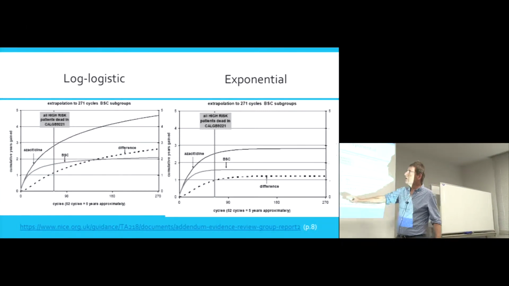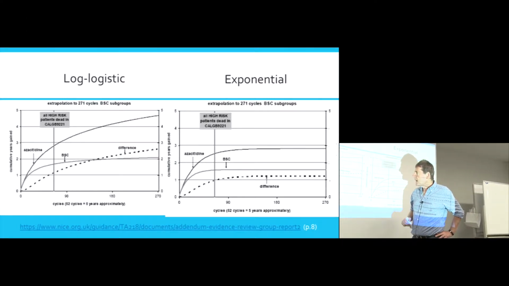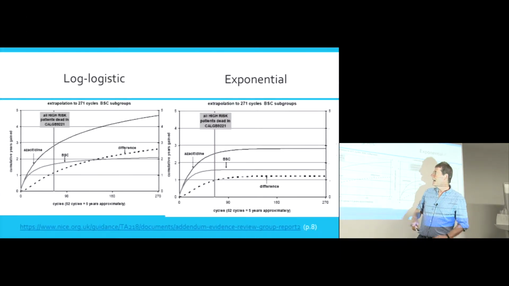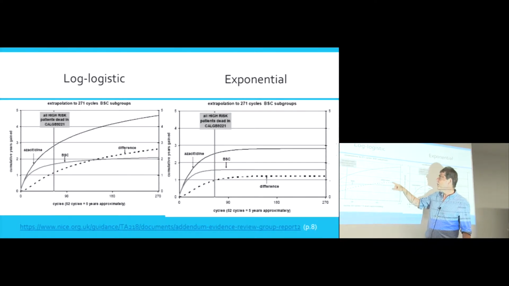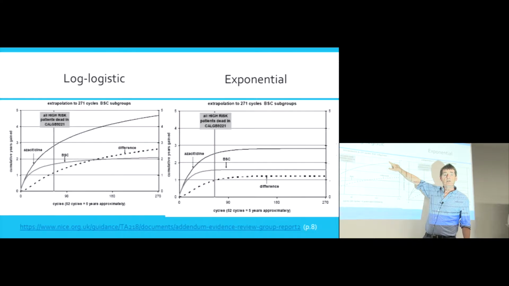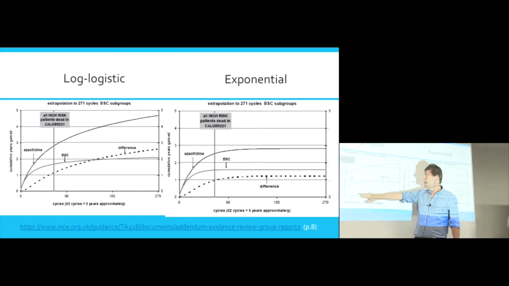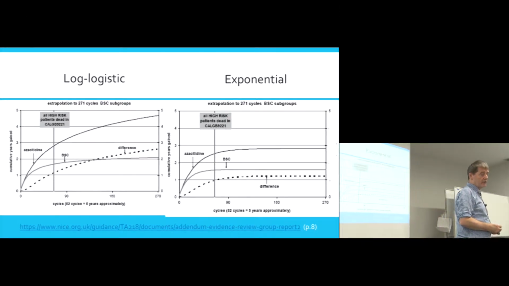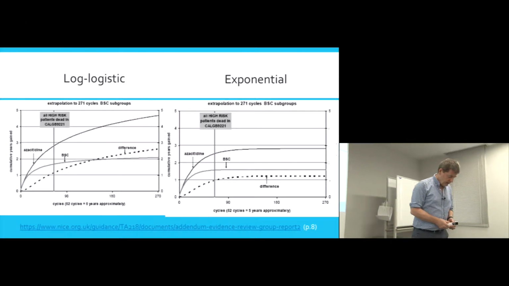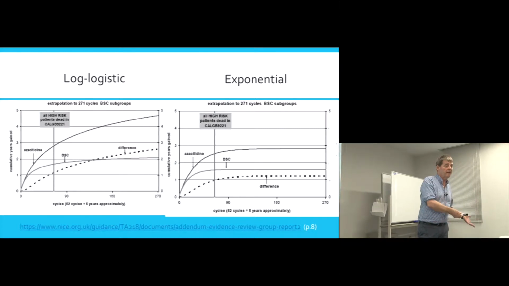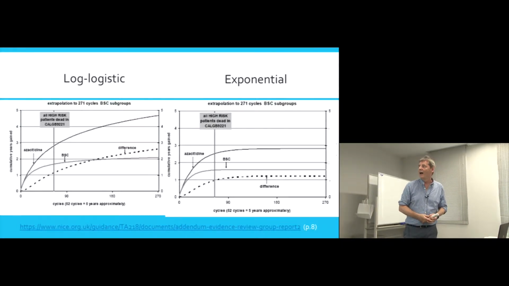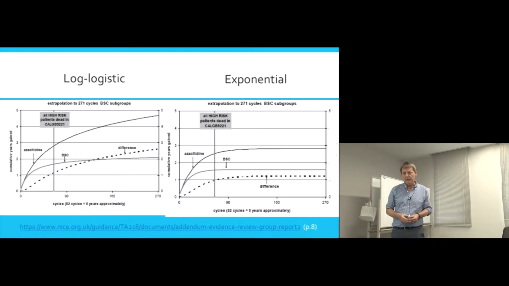Okay, let's take the log logistic model first of all. Ignore the dotted line just now. The two solid lines, the upper one is drawn for azacitidine, and the lower one, BSC, or best supportive care. Best supportive care is, if patients get an infection, we treat the infection. If patients need a transfusion, we transfuse them. Azacitidine is the alternative, and that's the new treatment, the active treatment.